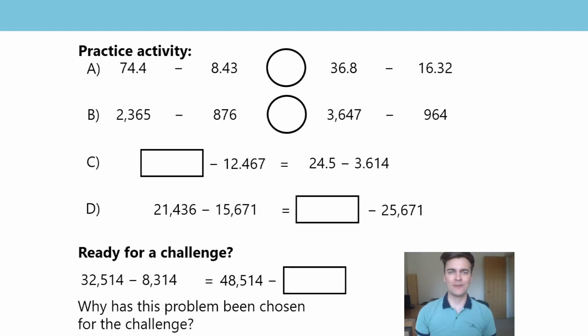Okay, hold up your activities for me. Let me take a look and see how you got on with this task. We were looking for missing symbols, inequality symbols. We were looking for missing minuends, and in the challenge, a missing subtrahend. I wonder if you managed to have a go at the challenge, if you were able to think of a reason for why this was picked as a challenge. What was the same, what was different here compared to the questions C and D. Let's see how you got on.